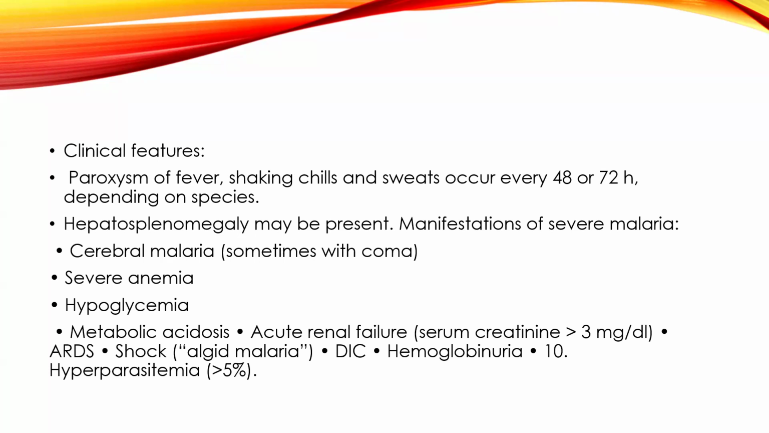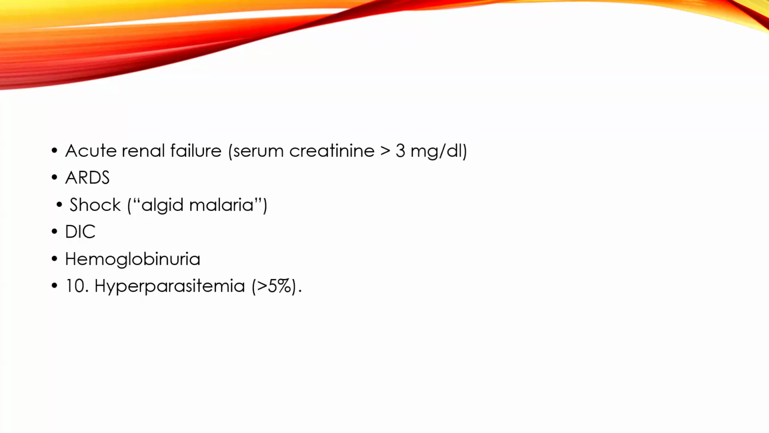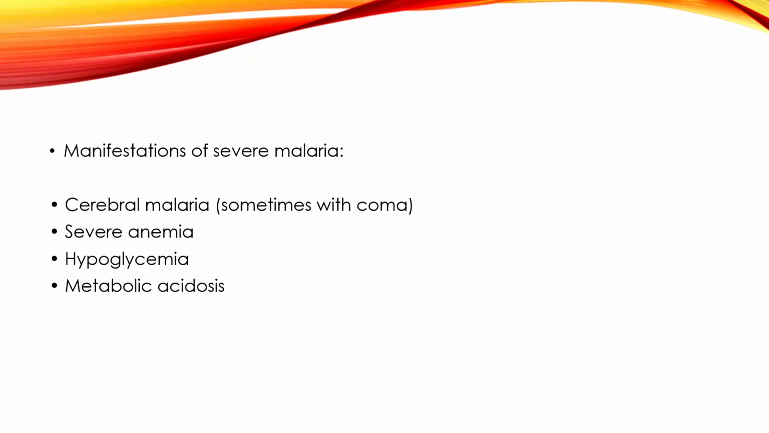depending on the species. Hepatosplenomegaly may be present. Manifestations of severe malaria include cerebral malaria, severe anemia, hypoglycemia, metabolic acidosis, acute renal failure, ARDS, shock, DIC, hemoglobinuria, and hyperparasitemia.